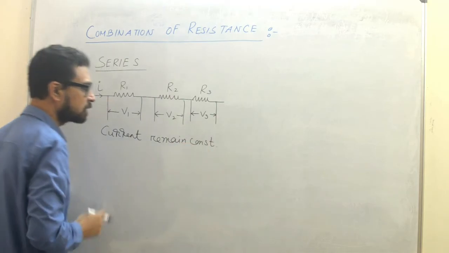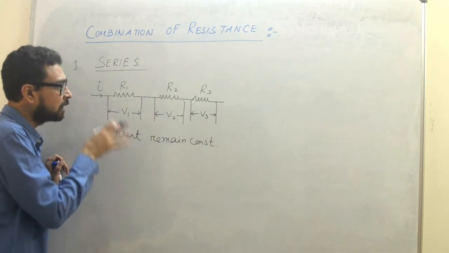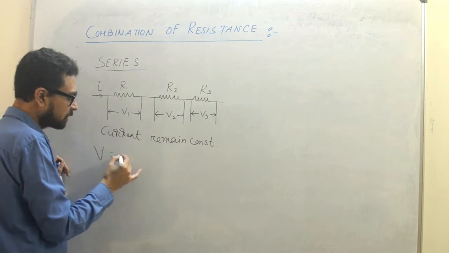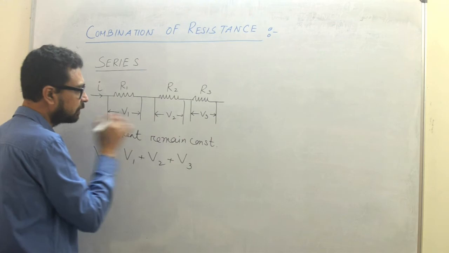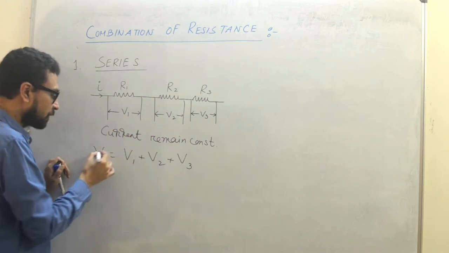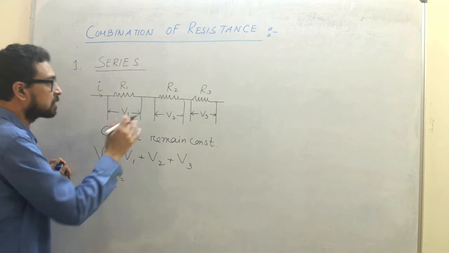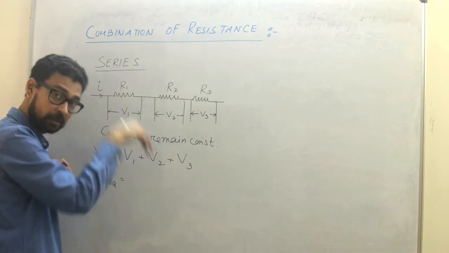Okay, this is the main logic behind series resistance, and that is that the current will remain constant. So total potential, if it is V, then we can say that it is the sum of all these three different potential drops. And so V is equal to I into R equivalent, that is the equivalent resistance I am going to obtain out of all these three resistances we are using here.